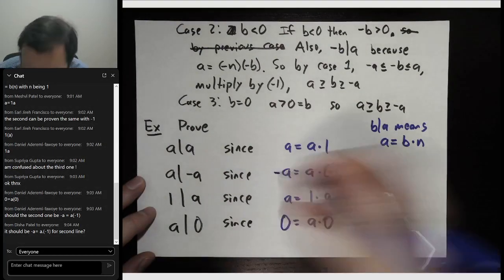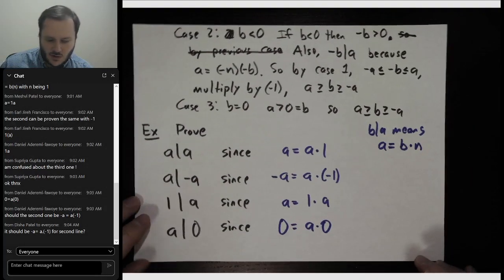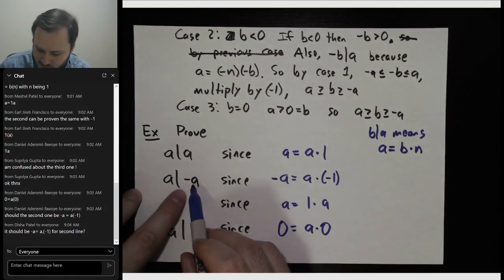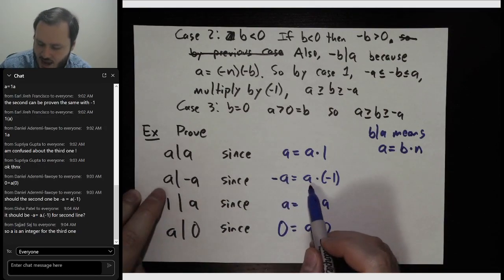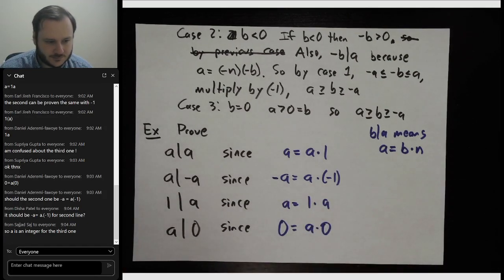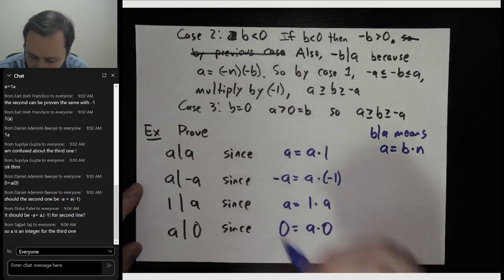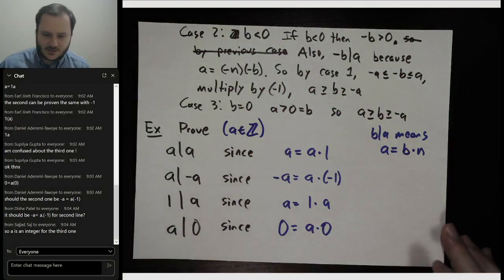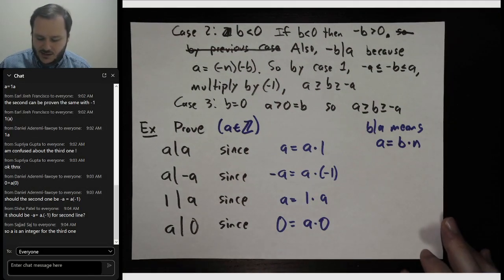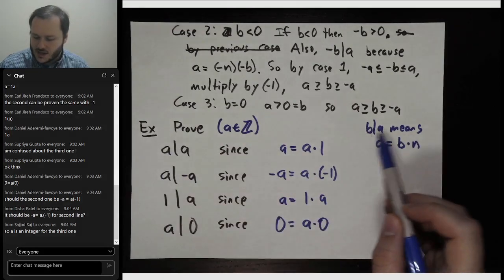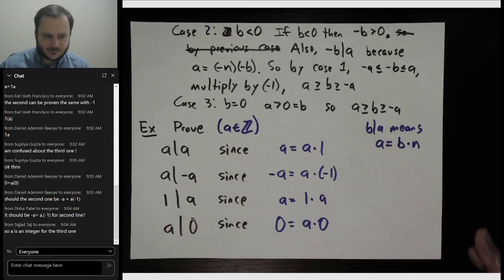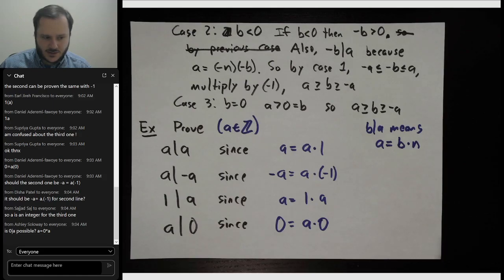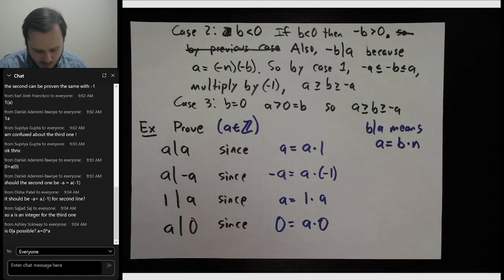Yes, sorry. Good catch. Negative a, yep, we bring what's on this side over here. Negative a is equal to a times minus 1. Yes, a is an integer in all of these cases. When we talk about divisibility, we require both a and b to be integers. Good question, I like that.